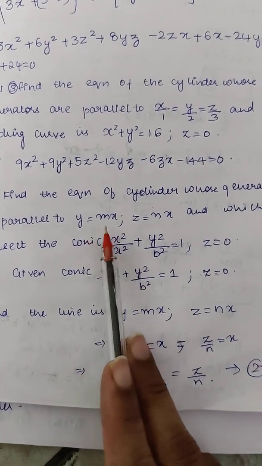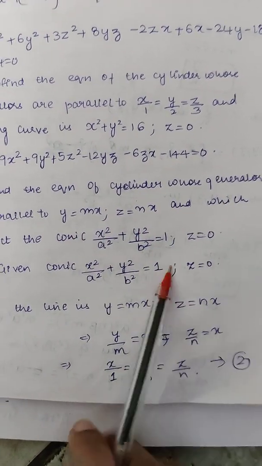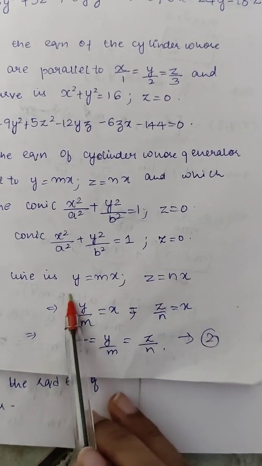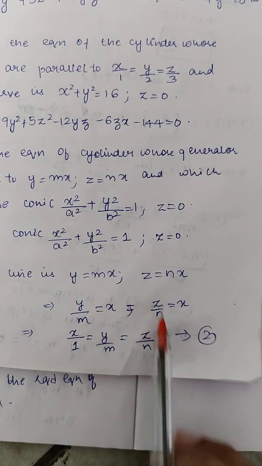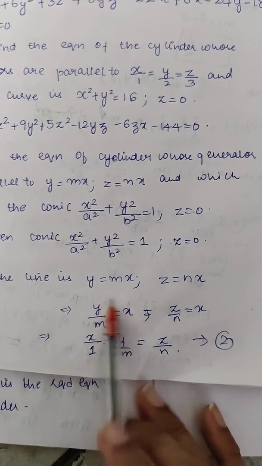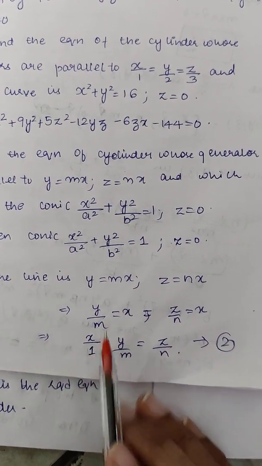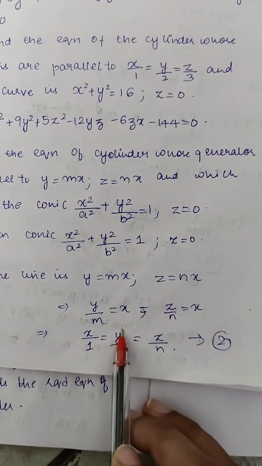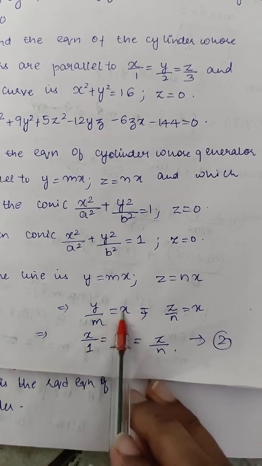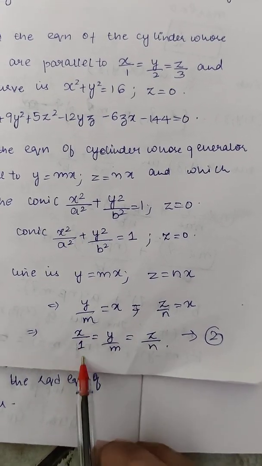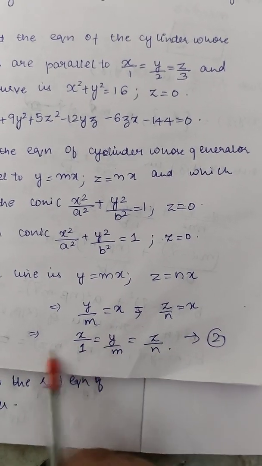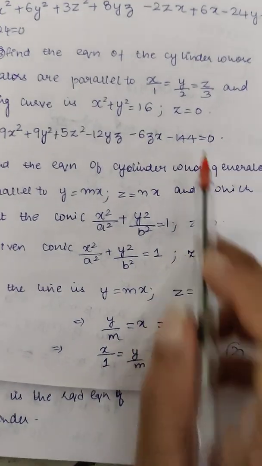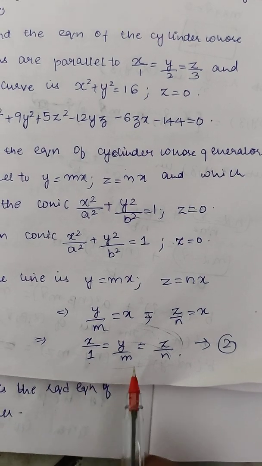Step 2, my line is y equals mx, z equals nx. Now if I solve this, in both places I can make the common point x. So y by m equals x, z by n equals x. Because x is the common point, I can write this as x by 1, y by m. So I can equate both of them: x by 1, but x value is y by m, and x value is z by n. So I got x by 1 equals y by m equals z by n. So now this is the line which is parallel to the generator. So my DRs become 1, m and n.